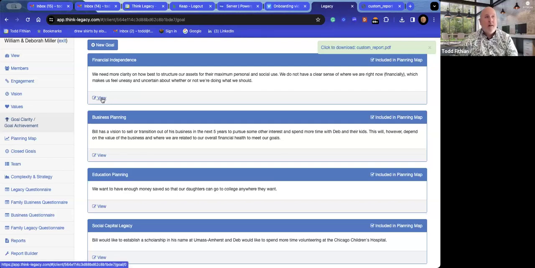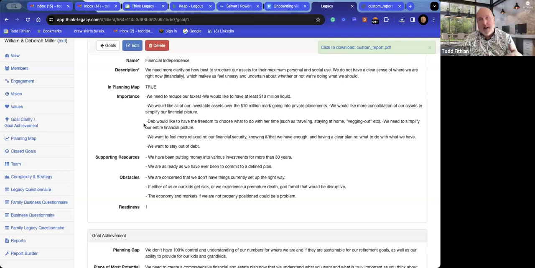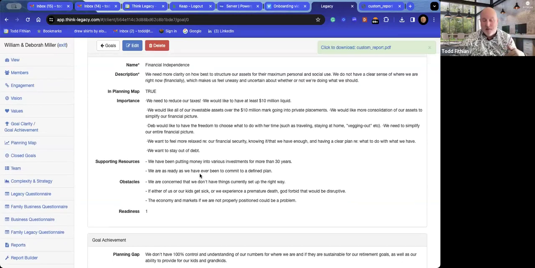So around financial independence, our model and what we teach in the goal setting process goes into a structured flow called Geyser. As you can see here, the goal was financial independence. The description was, we need more clarity on how to best structure our assets for their maximum potential and social use. We do not have a clear sense of where we are right now financially, which makes us feel uneasy and uncertain about whether or not we are doing what we should, right?